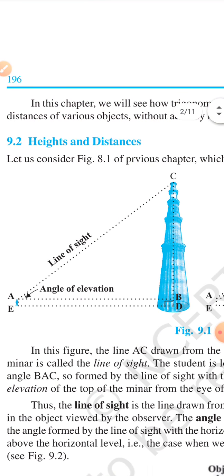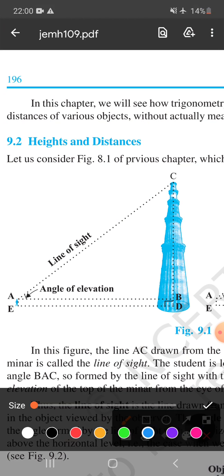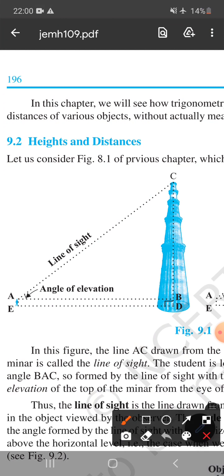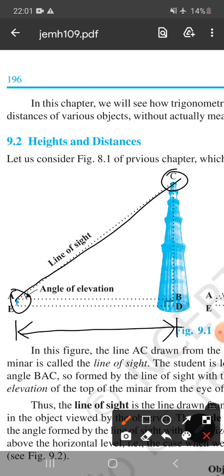suppose we have an object which is having some height, and we are looking at the top of that object standing at a distance away from that height. Let's say that the heighted object is our tower. Suppose we are standing at some distance from this tower, and we are looking at the top of this tower.